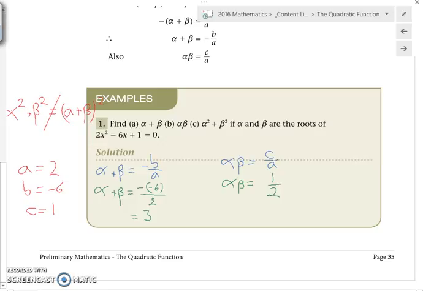All right. Part C. Part C actually has alpha squared plus beta squared. Now, I did write up there yesterday, alpha squared plus beta squared does not equal alpha plus beta all squared. Okay, it doesn't. But you can use that as a hint and a way to get around it.